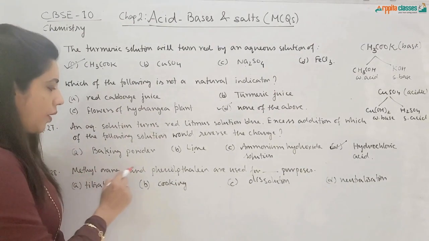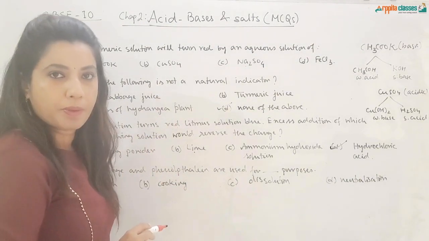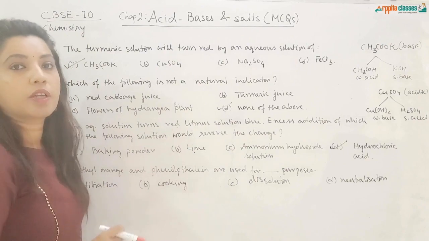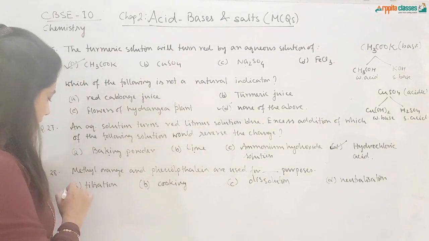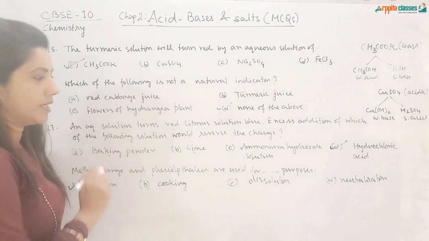Next question is, methyl orange and phenolphthalein are used for dash purposes. These two indicators are used for titration purposes. So the answer will be titration. This is the right answer.